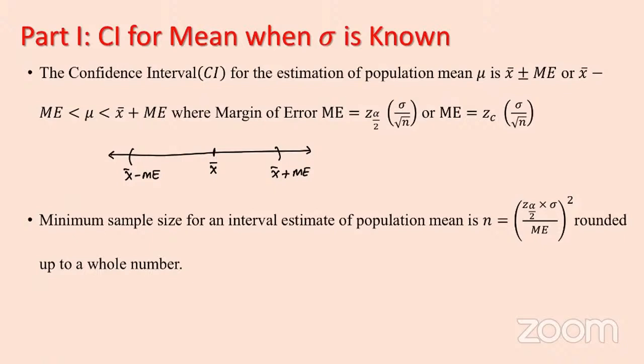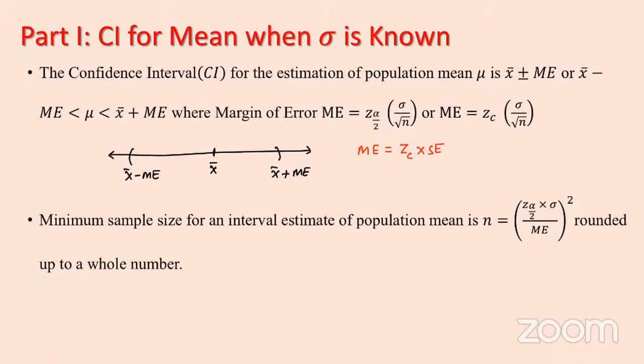But how do we calculate the margin of error? Here is the easy way that you need to remember. Margin of error is equal to, when population standard deviation is known, and this is very important, the distribution will be Z distribution or normal distribution. So we have Z critical times the standard error. Margin of error is equal to Z critical times standard error.